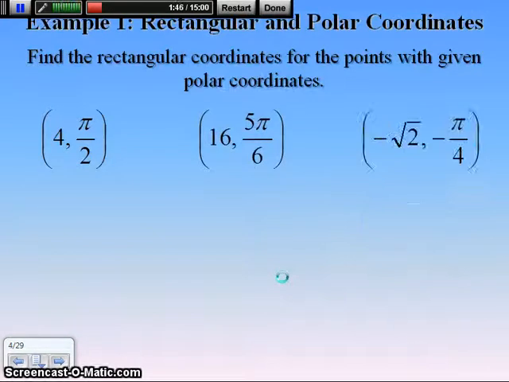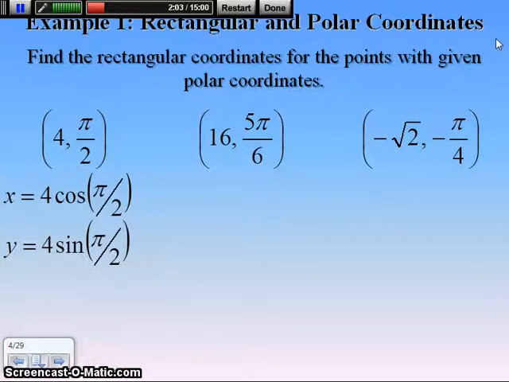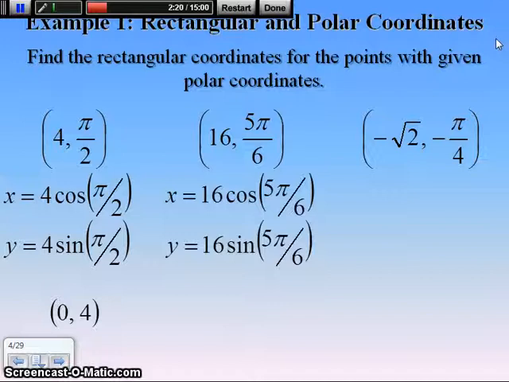All right. Your first job is to find the rectangular equivalent of each of these polar coordinates. Now again, if you want to try this, that's fine. Pause the video. I'm going to go ahead and jump right into it. So we have an r value of 4 and a theta value of pi over 2. To find the x, we'll do 4 cosine pi over 2. To find the y, 4 sine pi over 2. Use your unit circle. Cosine pi over 2 is 0. Sine pi over 2 is 1. And so 0 times 4 is 0. 1 times 4 is 4. 0, 4.